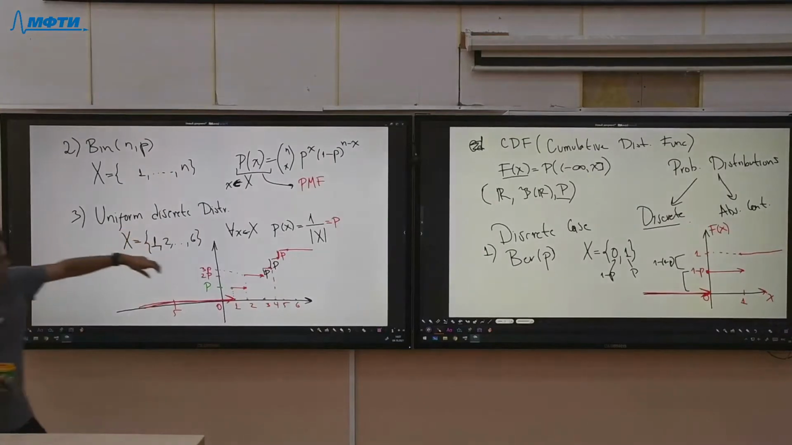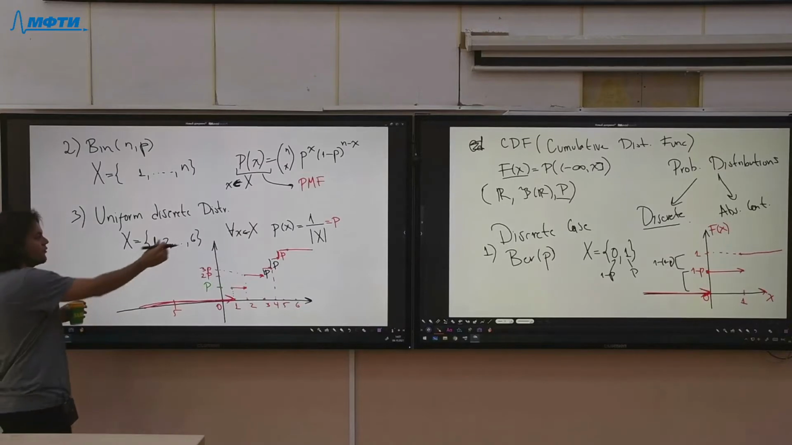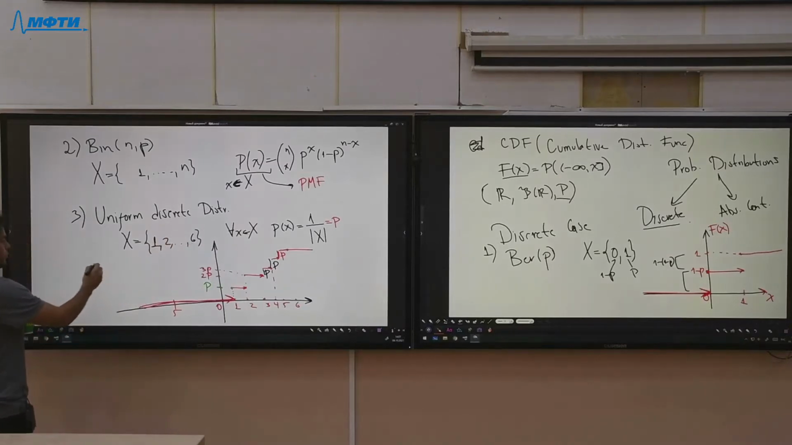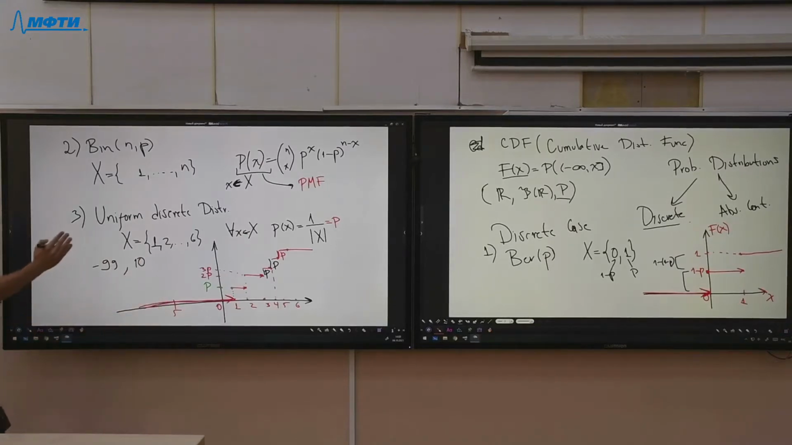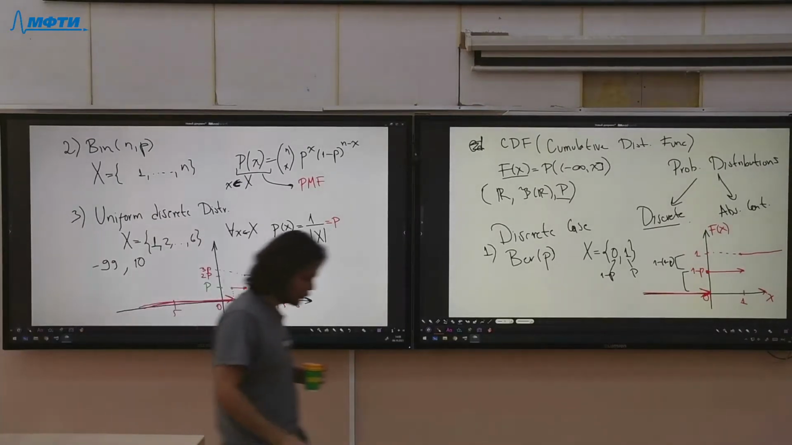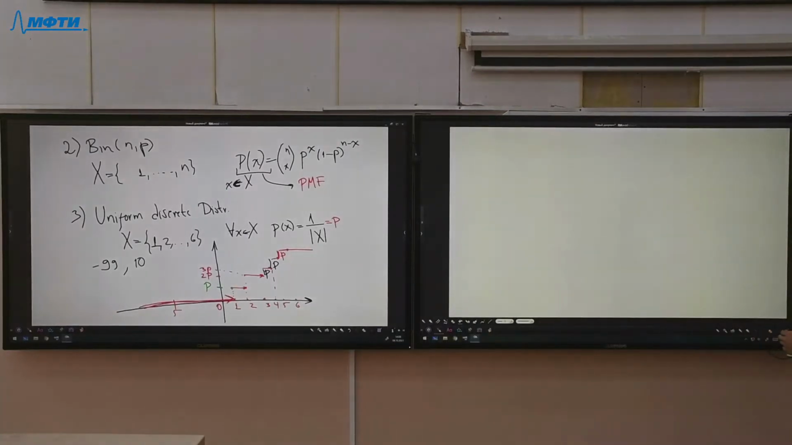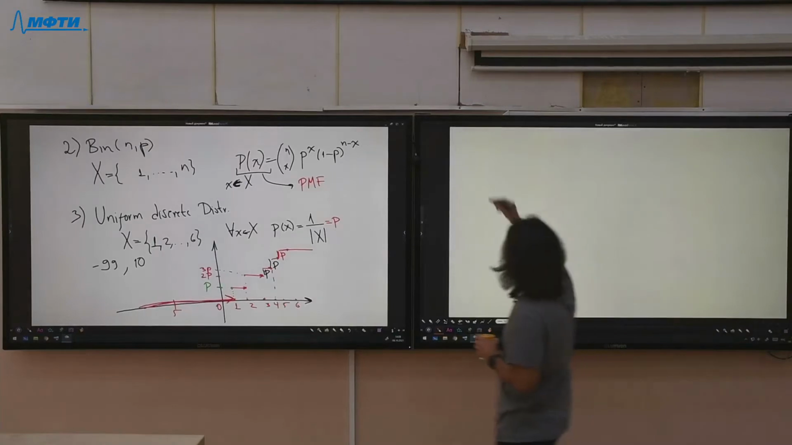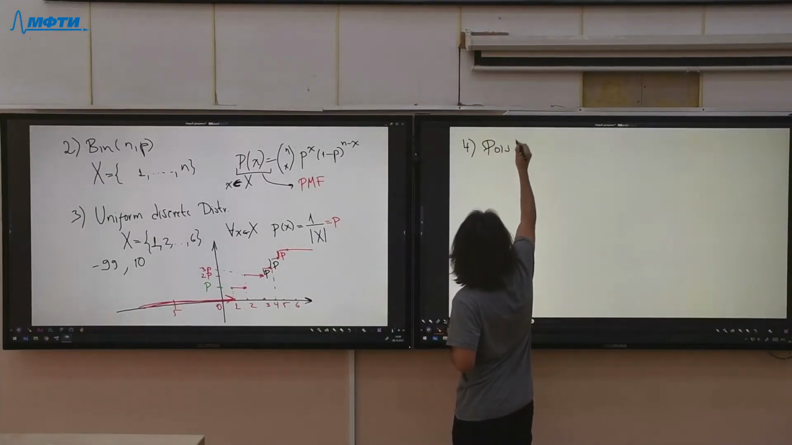Okay, and the length in this case is the same, but this can change, because here we have 1, 2, 3, 4, 5, and 6, but maybe we have minus 99 and I don't know, 10, right? So of course the length of this is going to change. All right, so this is the uniform discrete distribution. What else do we have? We still have the Poisson distribution, right? Number 4 is the Poisson distribution with some parameter lambda.